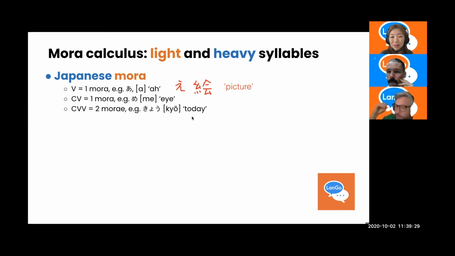But returning to the mora again, we have CVC, right? Now this in a syllable would still be one syllable, but this would be two morae. It's going to be hard to correct that one.